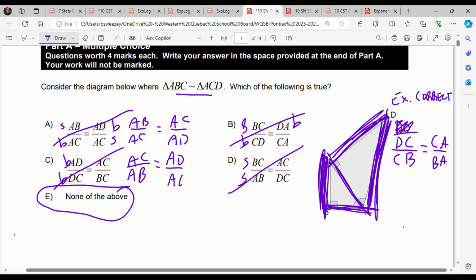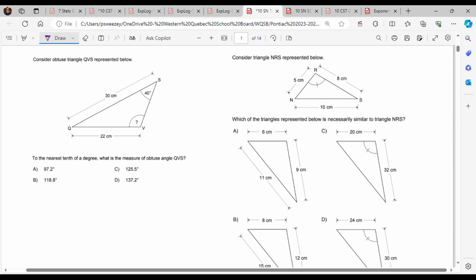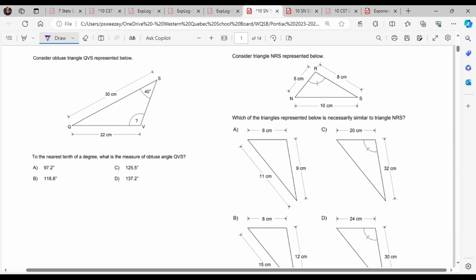So it's just trying to get you to, I'd say think outside the box, but think outside the triangle. No, I was thinking outside half the box. Outside the triangle. Outside half the box. These here, I'll have you try on your own.